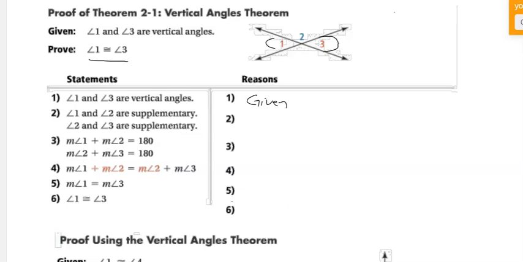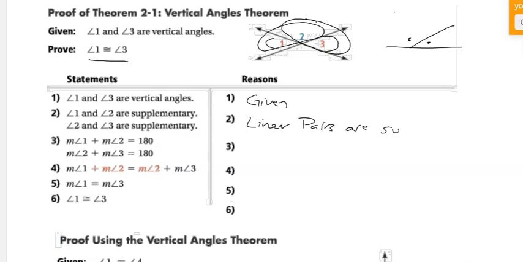Now it says 1 and 2 are supplementary. How do we know that 1 and 2 are supplementary and that 2 and 3 are supplementary? They come together to make a line. What do we call the little angles that come together to make a line? Linear pairs. We know linear pairs are supplementary. Just something we know. Here's a postulate. Now, if that's true, then how do we know that 1 plus 2 equals 180 and 2 plus 3 equals 180? That's just the definition of supplementary.